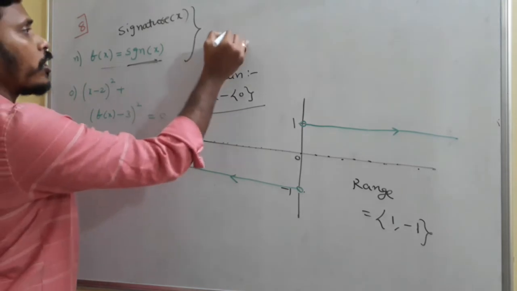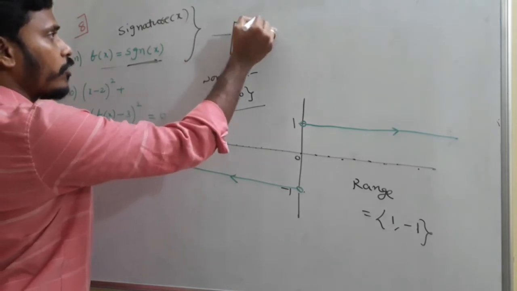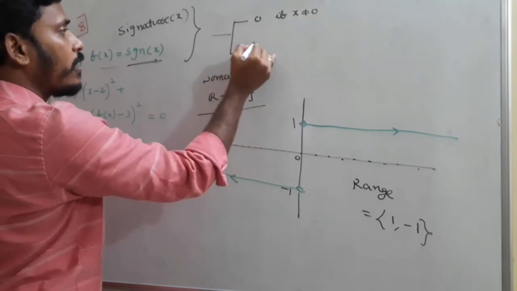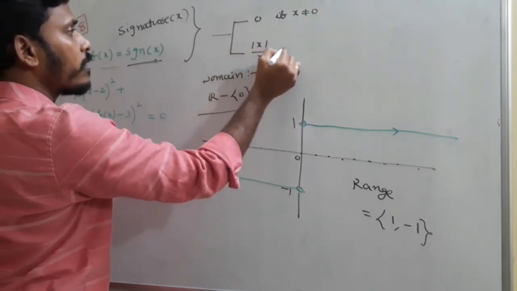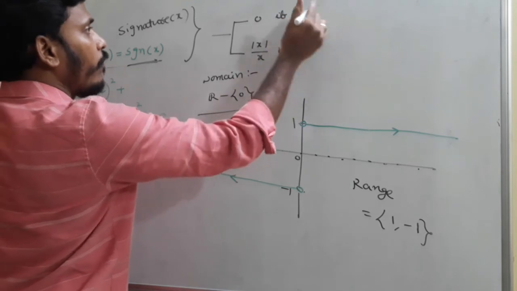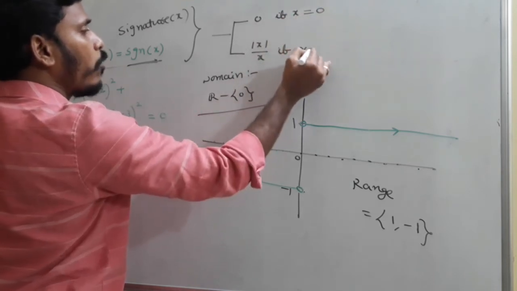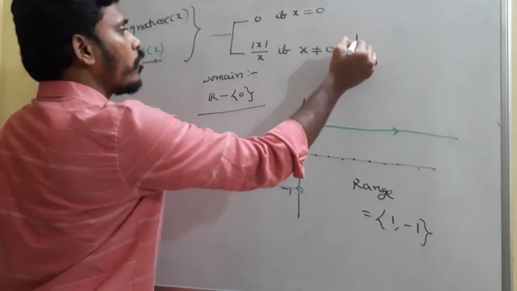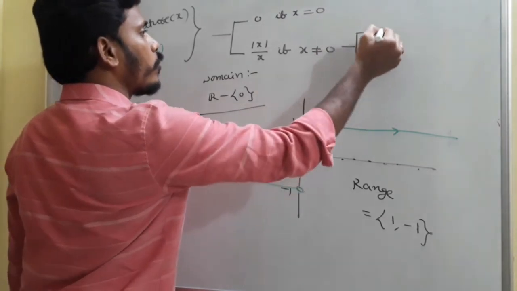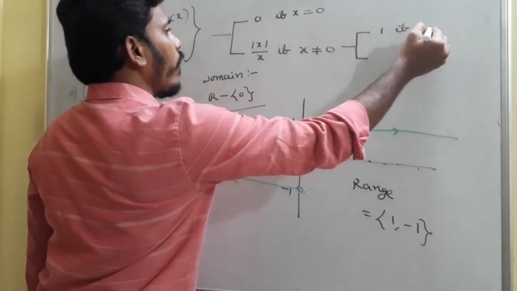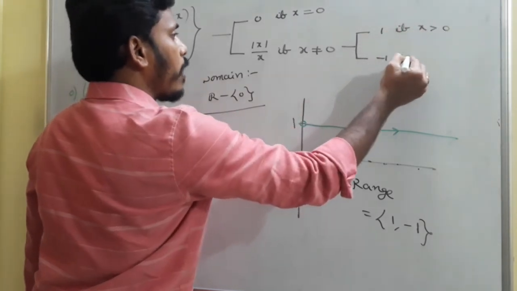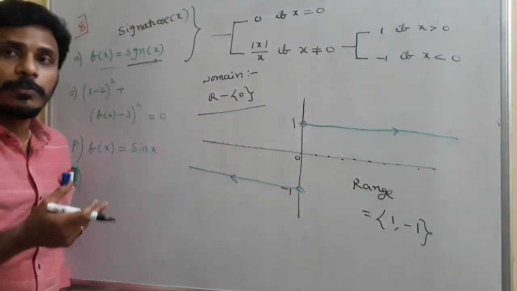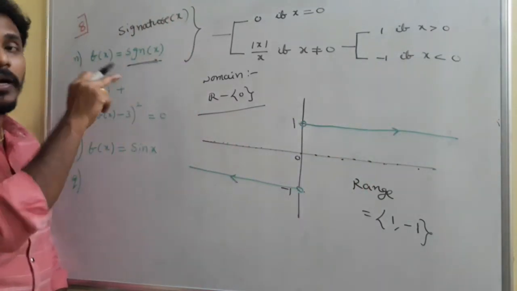This signature function of x is 0 if x is equal to 0, and it is modulus of x by x if x is not equal to 0. Since it is modulus of x by x if x is not equal to 0, it is 1 if x is greater than 0. It is minus 1 if x is less than 0. Just observe the difference between m and n.